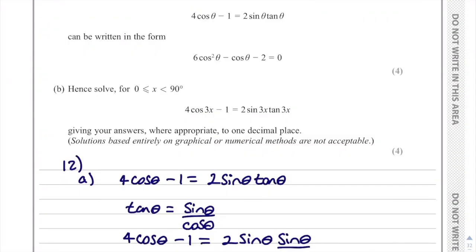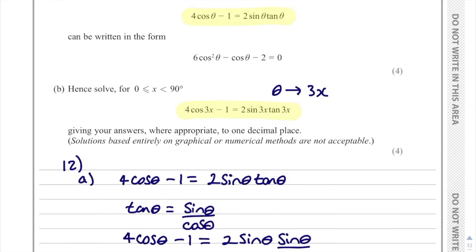Now, part B says, hence solve for x between 0 and 90 degrees, 4 cos 3x minus 1 equals 2 sine 3x tan 3x, giving your answers where appropriate to one decimal place. Solutions based entirely on graphical or numerical methods are not acceptable. So the trick with this question is that you should be able to see that there's some relationship between this equation and the equation that we had in part A. The difference is that theta has been replaced with 3x.